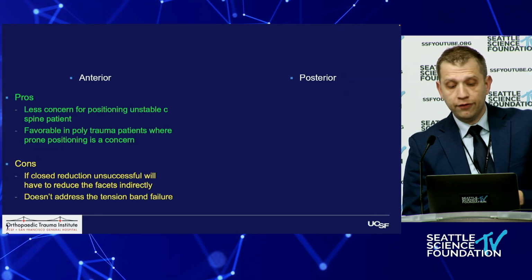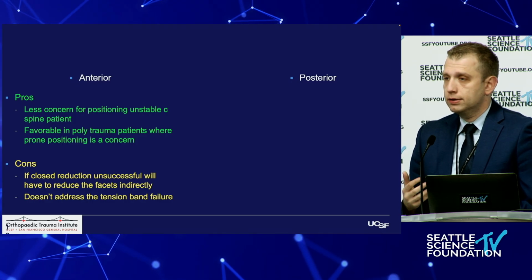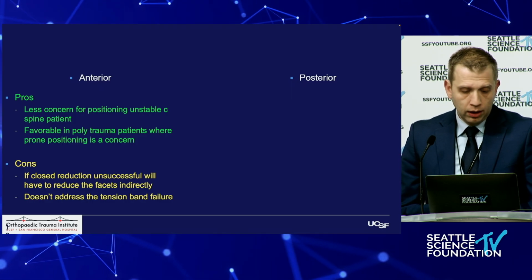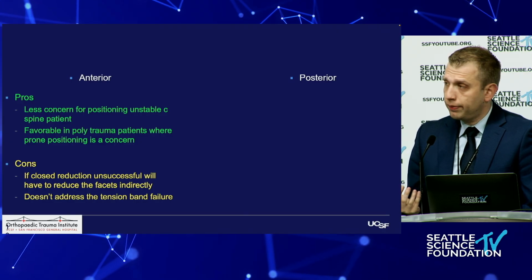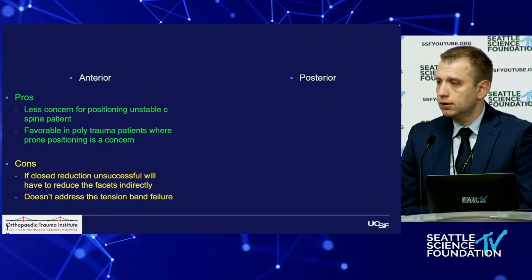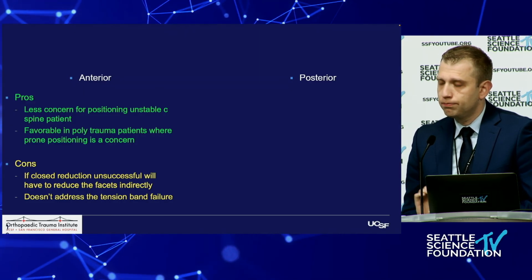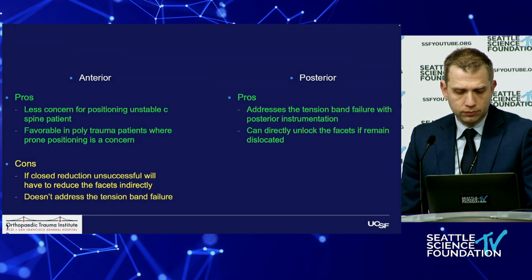However, if closed reduction is unsuccessful, then you have to reduce the facets indirectly. In addition, it doesn't address the tension band failure. However, if the facets are competent and not fractured, they do provide a good buttress for translation.